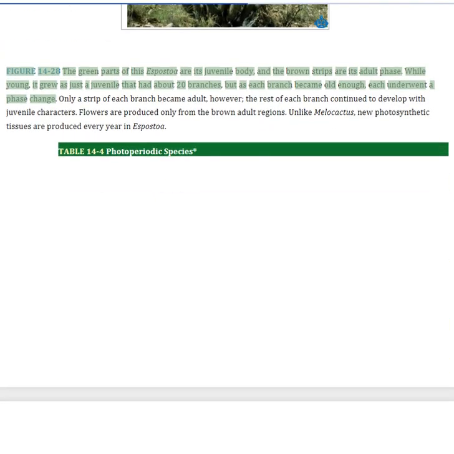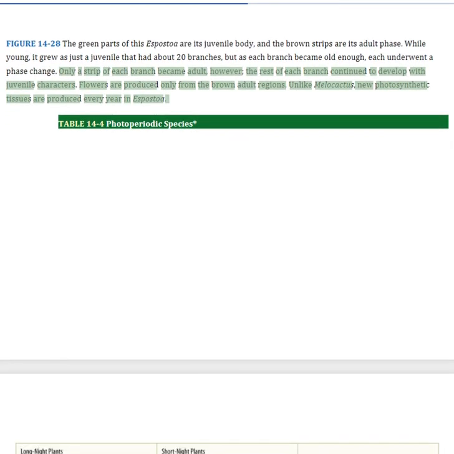Figure 14.28. The green parts of this Espostoa are its juvenile body, and the brown strips are its adult phase. While young, it grew as just a juvenile that had about 20 branches, but as each branch became old enough, each underwent a phase change. Only a strip of each branch became adult, however; the rest of each branch continued to develop with juvenile characters. Flowers are produced only from the brown adult regions. Unlike Melocactus, new photosynthetic tissues are produced every year in Espostoa.